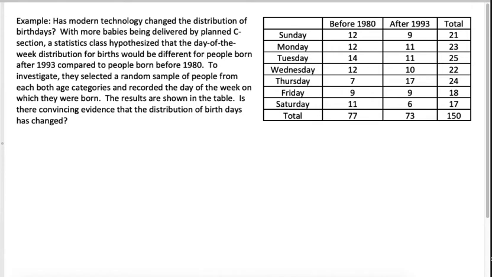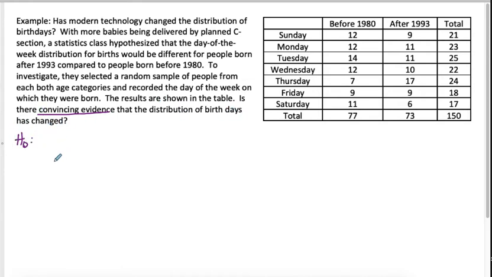So it says, has modern technology changed the distribution of birthdays? With more babies being delivered by planned C-section, a statistics class hypothesized that the day of the week distribution for births would be different for people born after 1993 compared to people born before 1980. To investigate it, they selected a random sample of people from each of both age categories and recorded the day of the week on which they were born. The results are shown in this table. There's our phrase, convincing evidence, four-step process, that the distribution of birthdays has changed?